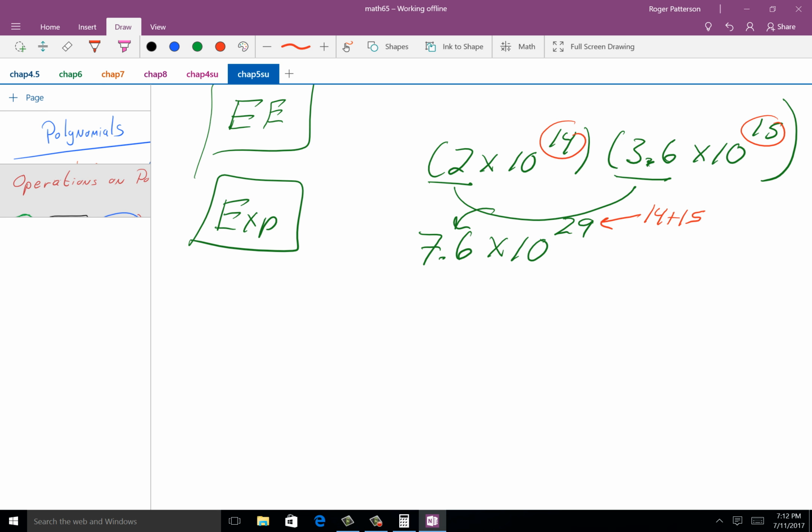Questions on the scientific notation? This is a very quiet group.